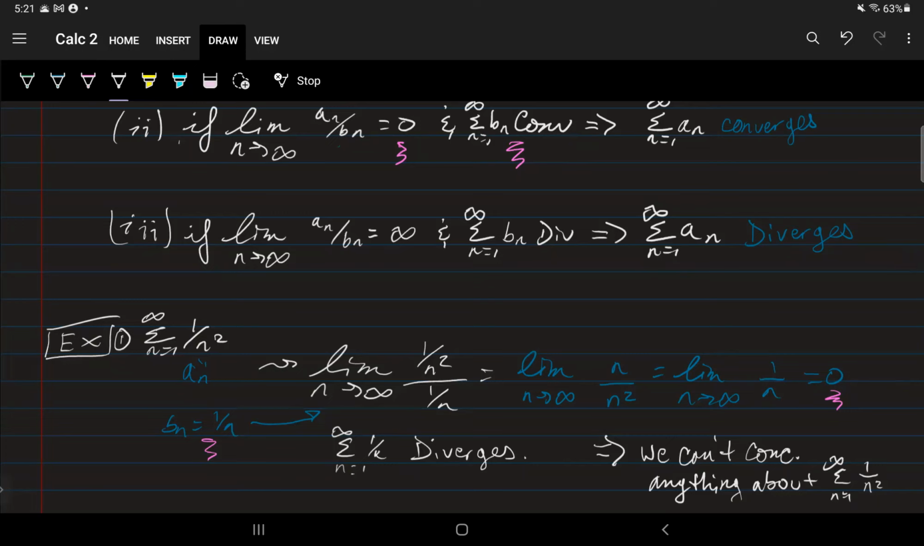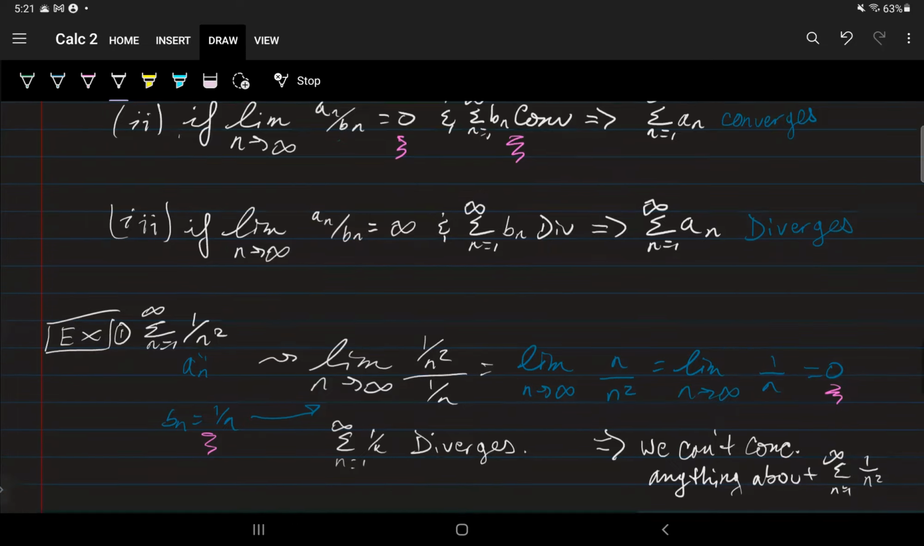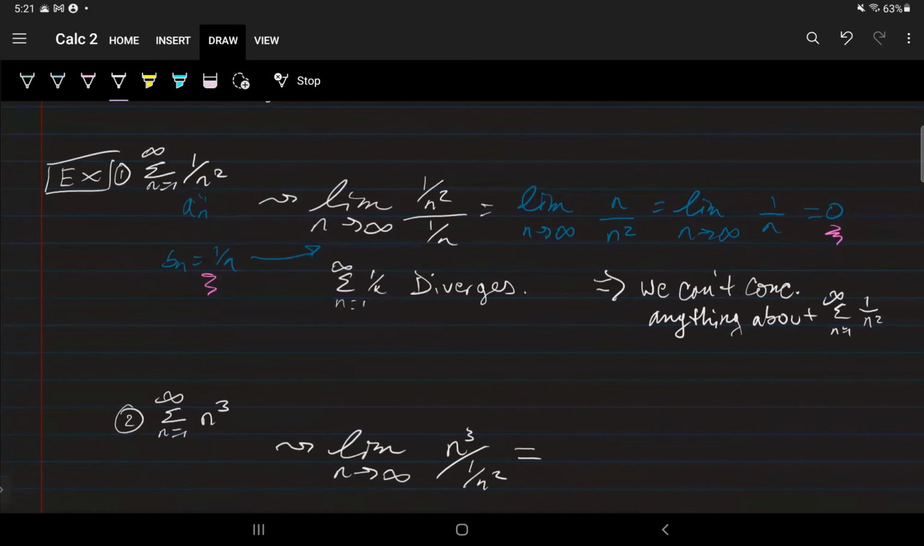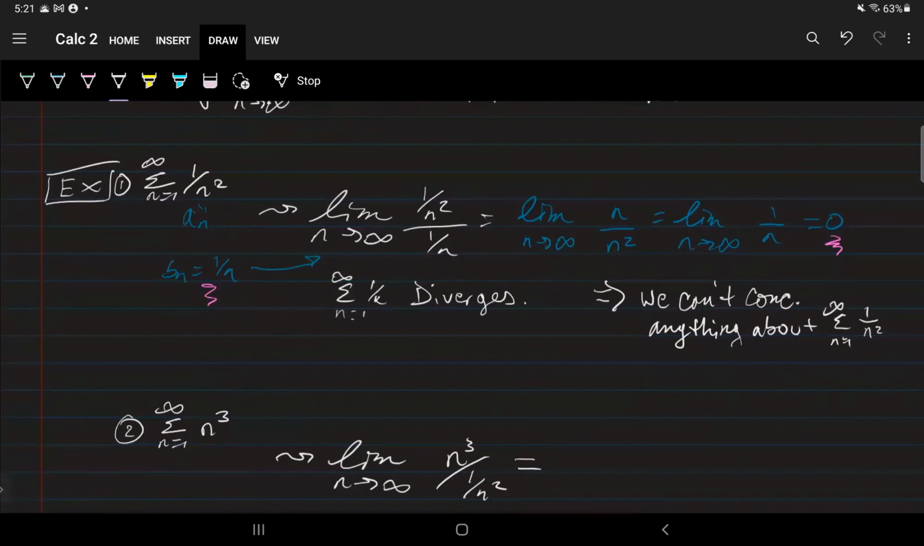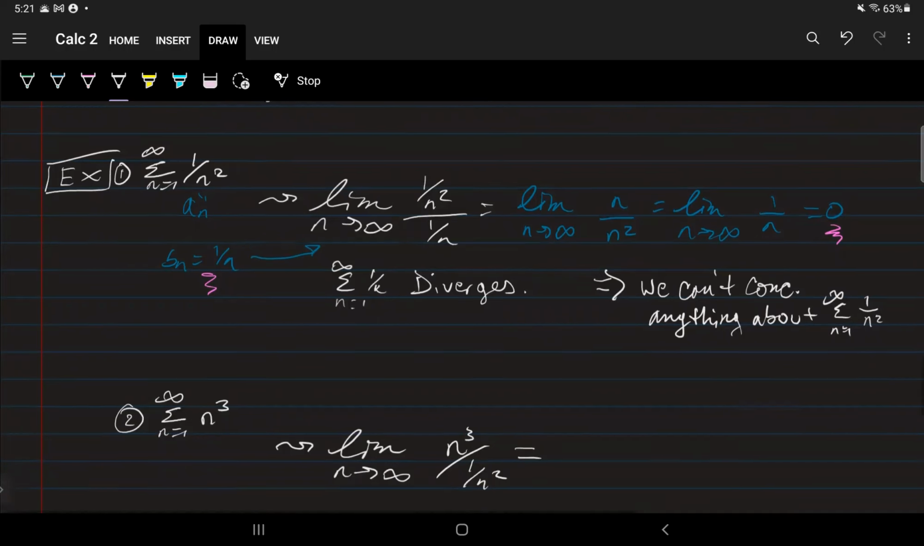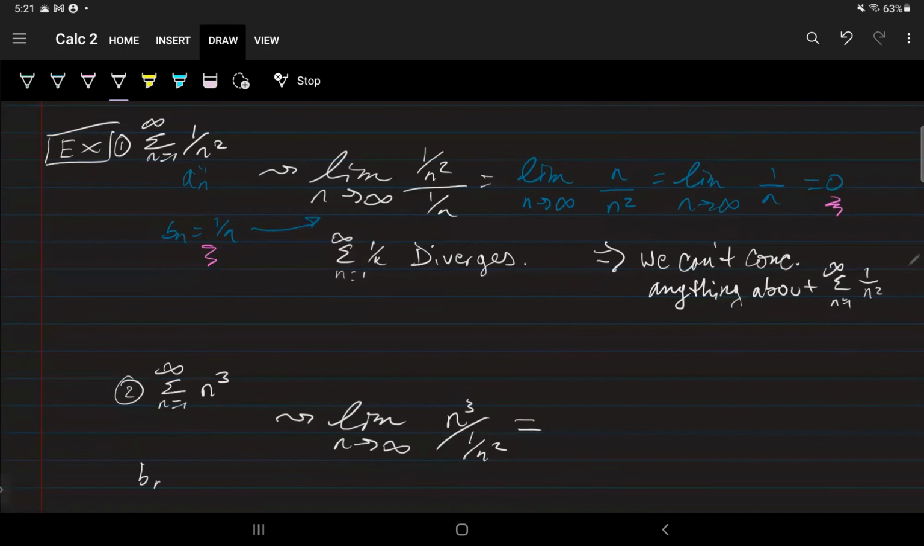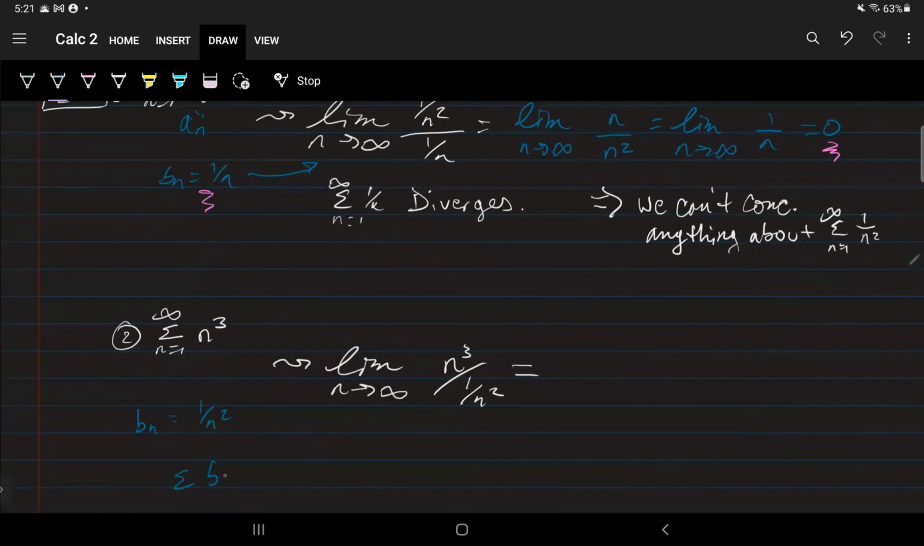Okay, so let me give you an example of why we need Bn to be divergent for part 3. So my next example is the sum from 1 to infinity of n cubed. Okay, so this clearly diverges by the divergence test. But let's take Bn to be 1 over n squared, okay? So we know that the sum of Bn converges, right? This is a p-series with p equals 2.